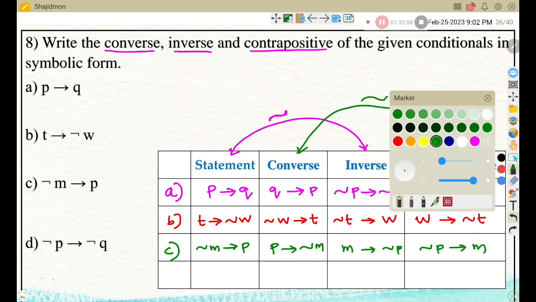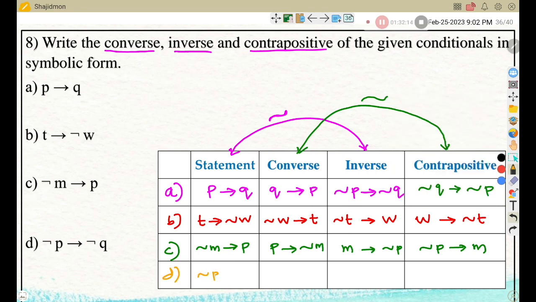Now we have to do the question number D. Negation of P implies negation of Q. So first converse, write in reverse. Negation Q implies negation P. Then inverse. Inverse means original statement negation. Negation of negation P means P implies negation of negation Q means Q. Then contrapositive means converse negation, correct? So Q gives P, because negation coming two times means original it will come. Hope you understood this one.